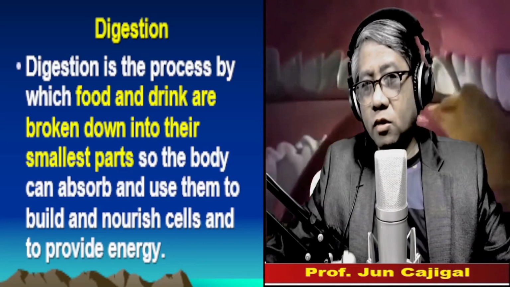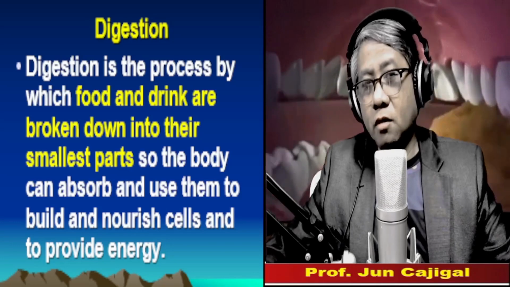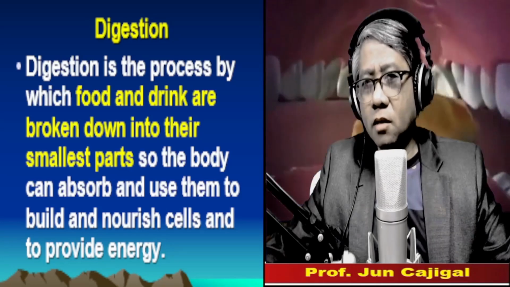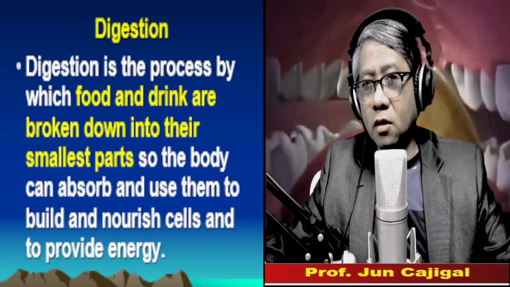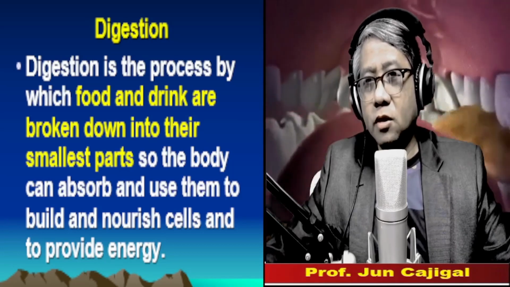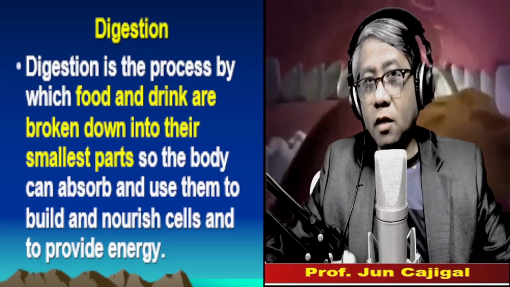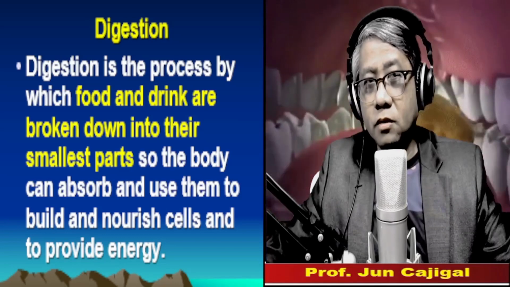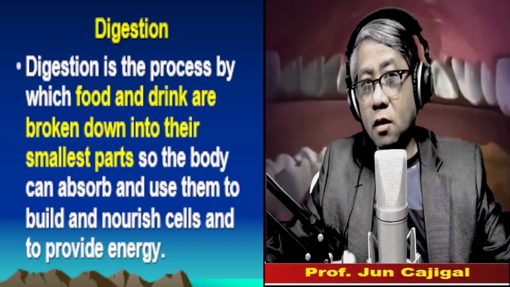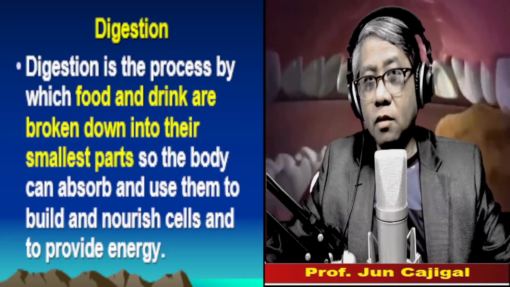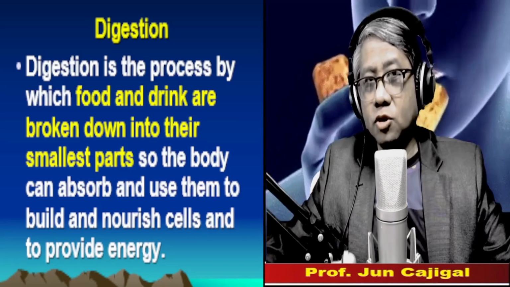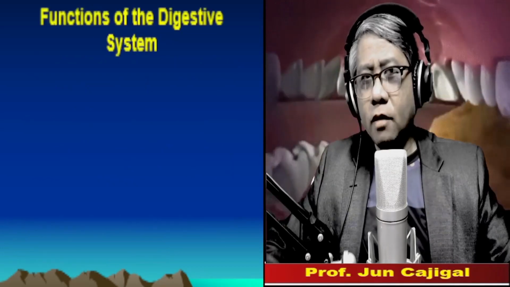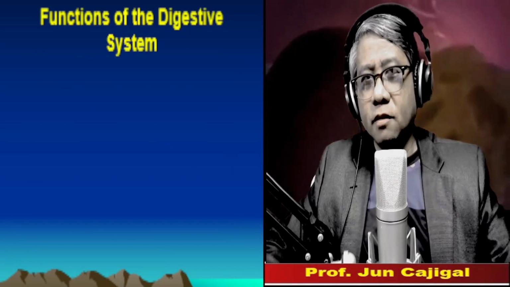Now, in the process of digestion, food and drink are broken down into the smallest units so that the body can absorb and use them to build and nourish cells and to provide energy. Carbohydrates provide energy, and together with lipids and proteins, they are responsible for helping build and repair body tissues. So at this point, let us now enumerate the different functions of the digestive system.